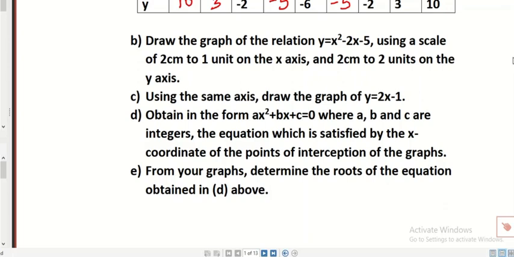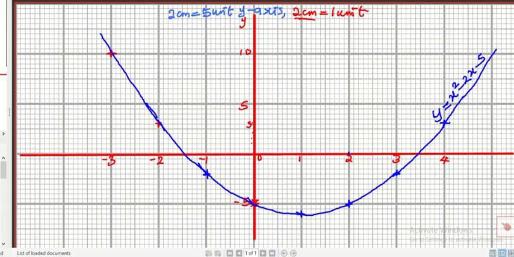Okay, I've answered question A and question B. I have question C right now to answer. And remember, question C says using the same axes, draw a graph of y equals 2x minus 1. On this same graph, I should draw this. Remember, this is a straight line graph. Why do I know? Because it is a simple equation. A simple equation has a power of just 1.